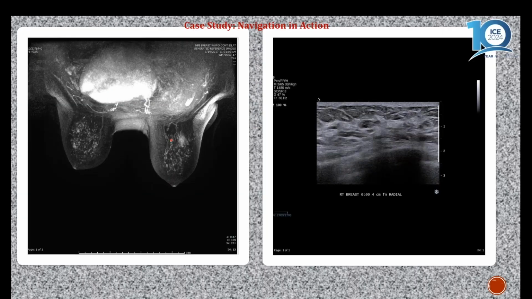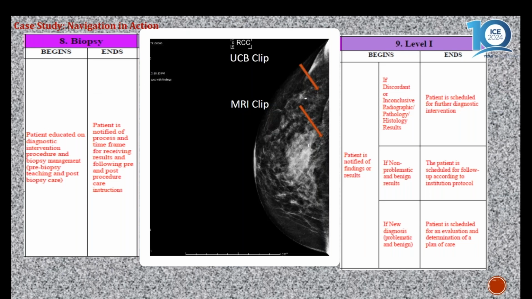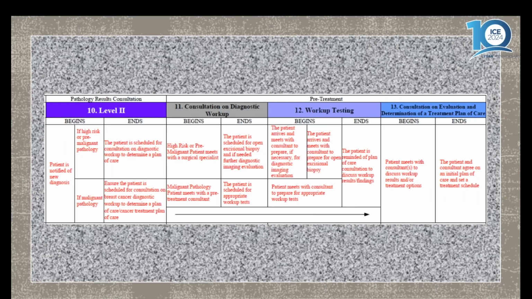Okay, so this patient, we did an MRI for surgical planning. She had an area of enhancement, and then we're going to go back to steps 8 and 9 on the matrix because she had an area of enhancement. So we went back to an ultrasound, a targeted ultrasound for second look after the MRI, and then we did an ultrasound guided biopsy after the MRI.